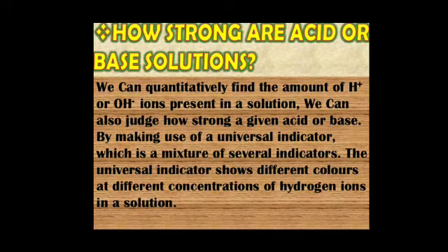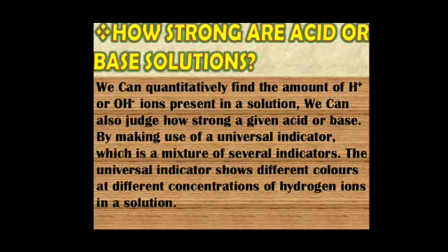How strong are acid or base solutions? We can quantitatively find the amount of hydrogen ions or hydroxide ions present in a solution. We can also judge how strong a given acid or base is by making use of a universal indicator. We have discussed in Module 1 of Chapter 2, Acids, Bases and Salt, that indicators tell us whether the given solution is acidic or basic in nature.